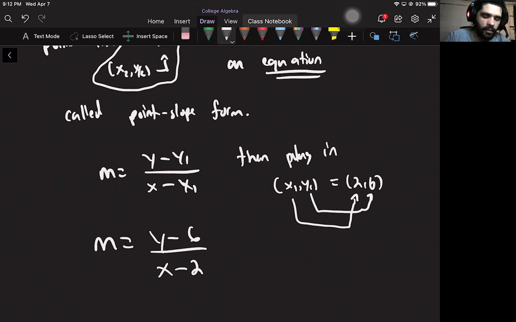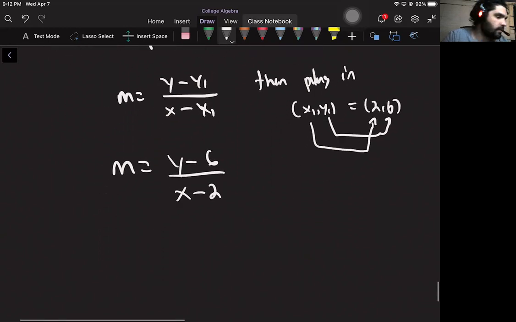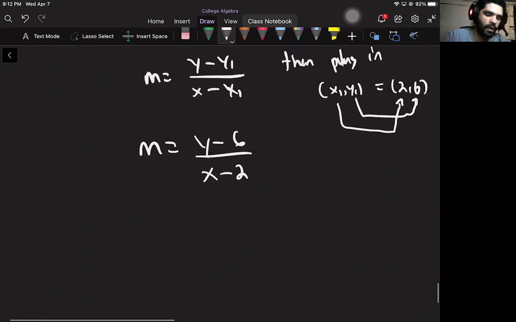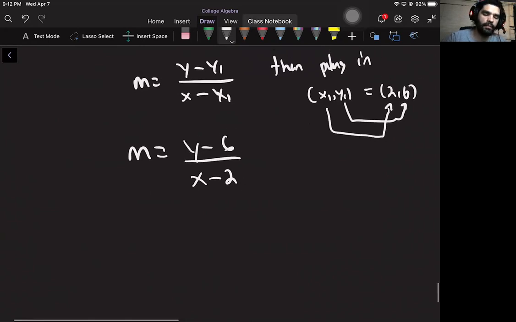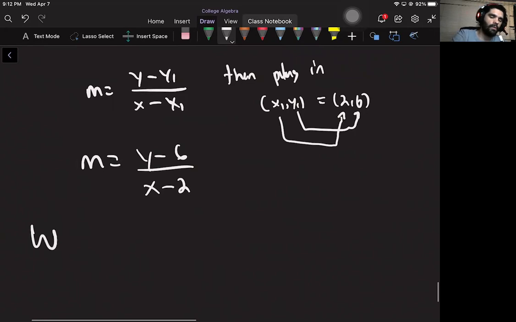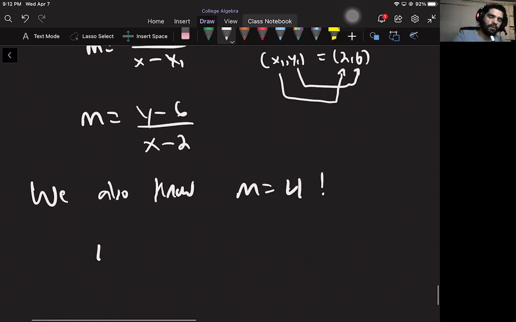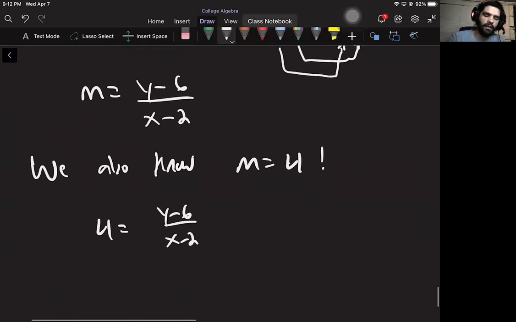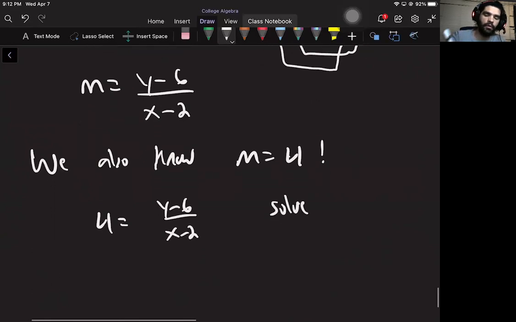And then we got a little bit of algebra on our hands. Then we're just going to solve this equation for y. But notice I didn't use one more piece of information. We also know already from before, in this situation, m equals 4. So we're also going to put that in. And then we're going to solve for y, and then this will do it for us.